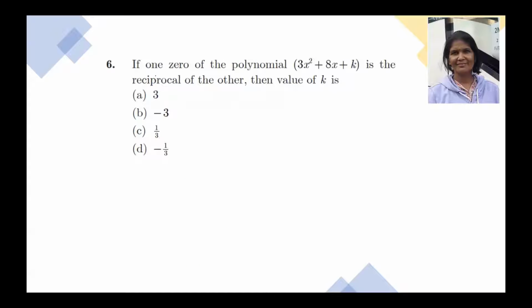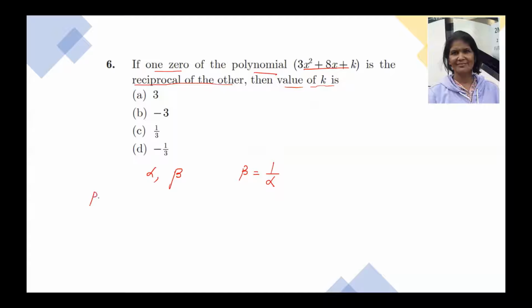Next, 6. If one zero of the polynomial 3x square plus 8x plus k is the reciprocal of the other, then the value of k is 3, minus 3, 1 by 3, minus 1 by 3. That means we denote the zeros as alpha and beta. Here it is given that one is the reciprocal of the other. That means beta is equal to 1 by alpha.